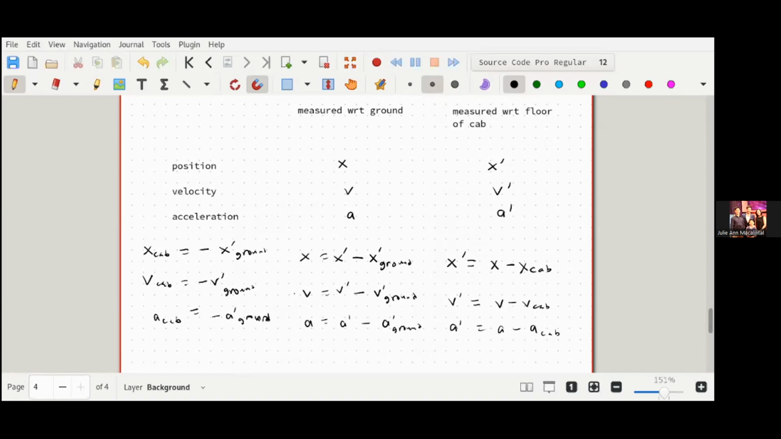So, it's like a dictionary between whose measurements you will use: the measurements made by the cab, choosing the cab as the origin, or the measurements made with respect to the ground, where the ground is chosen as the origin. So, you have such choices. And you can always relate them using these transformation equations. Yes, it's like you're changing coordinates.